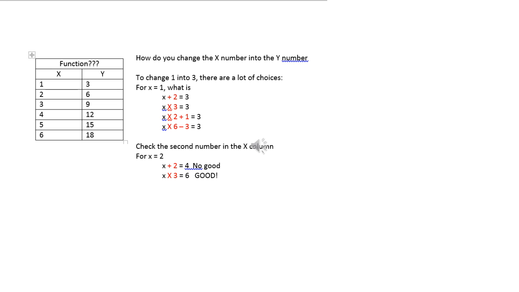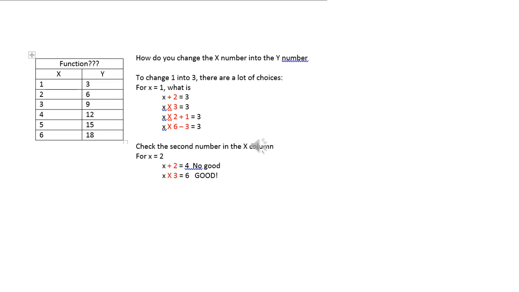When you have a few things written down for the first easy number, go on to another easy number. In this chart, obviously 2 is a nice low number. It's a good one to start with. So use the same formulas. We've got plus 2, times 3, times 2 plus 1, times 6 minus 3. Start with the easy ones.